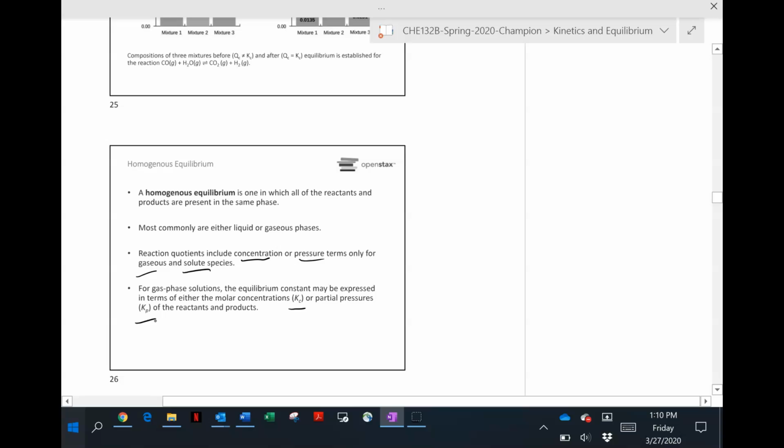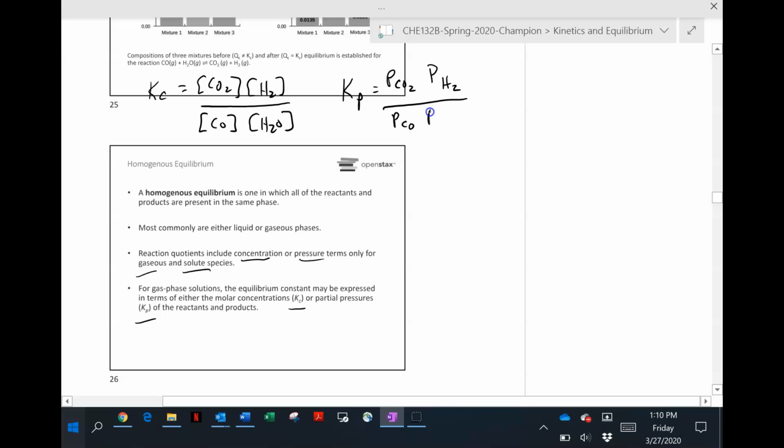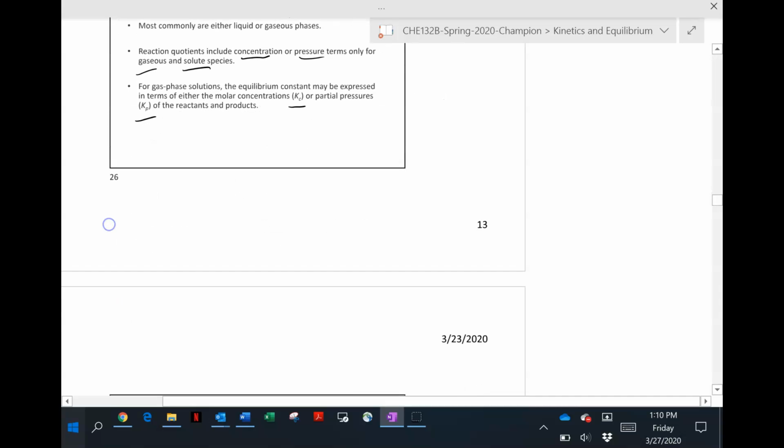So looking at the reaction that we were just looking at up here, Kc would be the concentration of CO2, concentration of H2, over the concentration of CO times the concentration of H2O, all to the first. If I did Kp, I would say the partial pressure of CO2 times the partial pressure of H2, both still raised to the first power, divided by the partial pressure of carbon monoxide times the partial pressure of water. So that's how the Kc and Kp differ, just in terms of the use of concentration versus partial pressure.